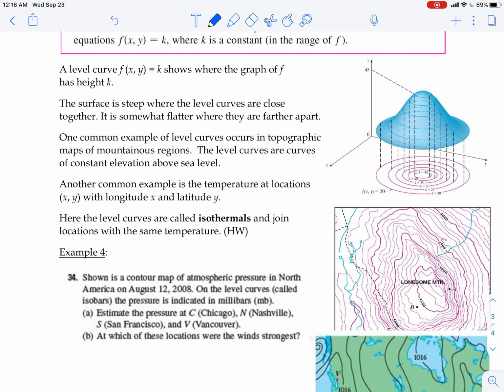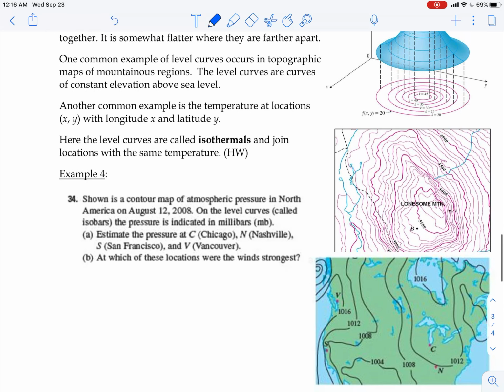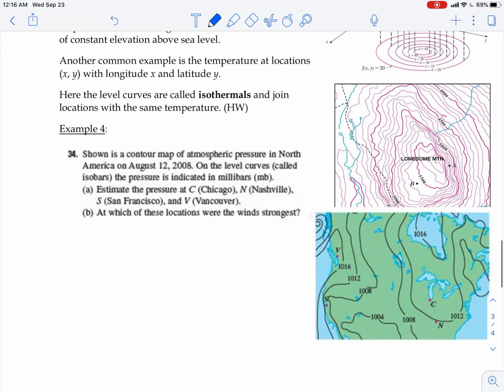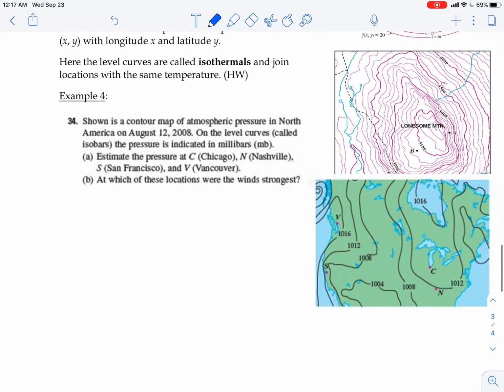Here the level curves are called isothermals and join locations with the same temperature. So, example 4, we're just going to answer these questions pretty quickly. It's not going to take a long time.